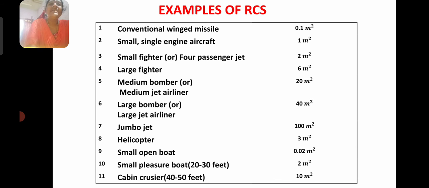We have examples of RCS and cross section for typical shapes. One is the conventional winged missile. If you are considering the conventional winged missile, the typical RCS is 0.1. Similarly, we have the small single-engine aircraft, small fighters or 4-passenger jet, large fighters, medium bombers, large bombers, jumbo jets, helicopters, small open boats, small power boats, and cabin cruisers. According to that, the corresponding values are given for the typical shapes.